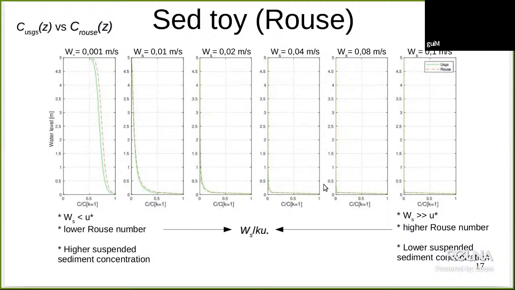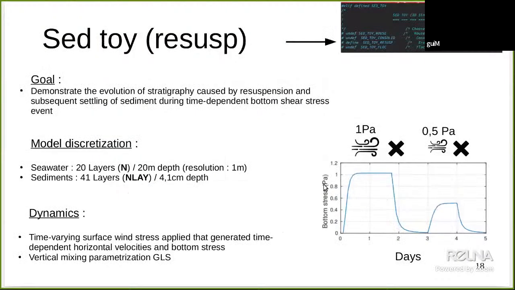So I move on to the next case from SETTOY. The idea here is to demonstrate the evolution of stratigraphy caused by multiple erosion or resuspension events. So the thing is, we have the same. No, I don't think it's the same. No, we have 20 layers here on 20 meters depth, so resolution 1 meter. We are using 4 centimeters depth of sediment.